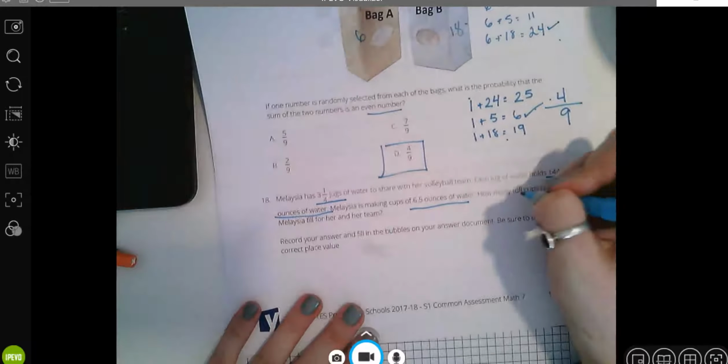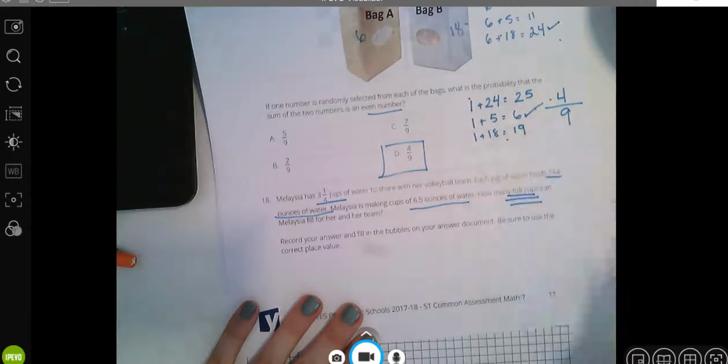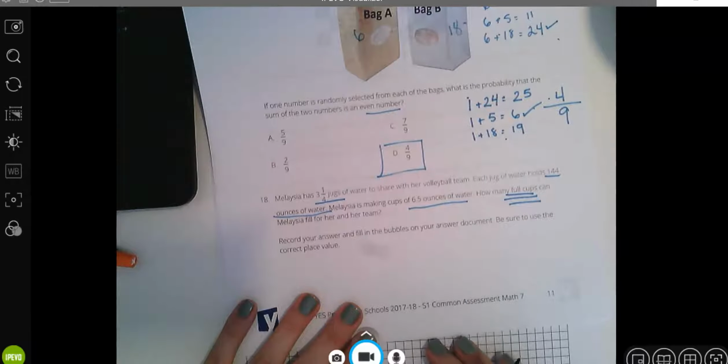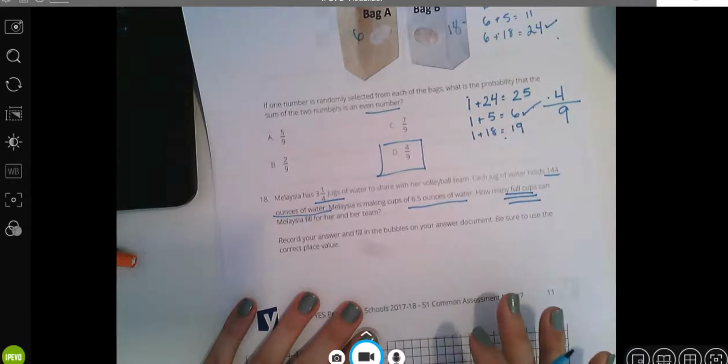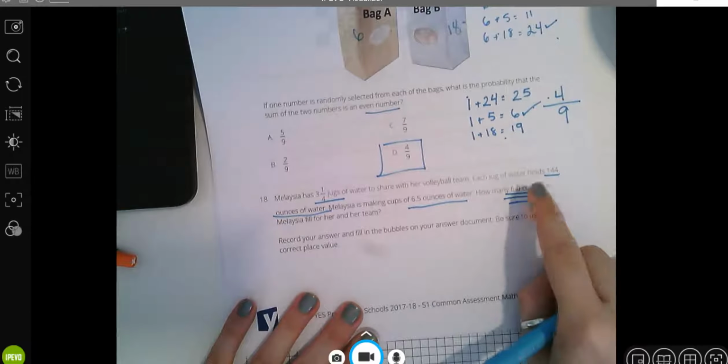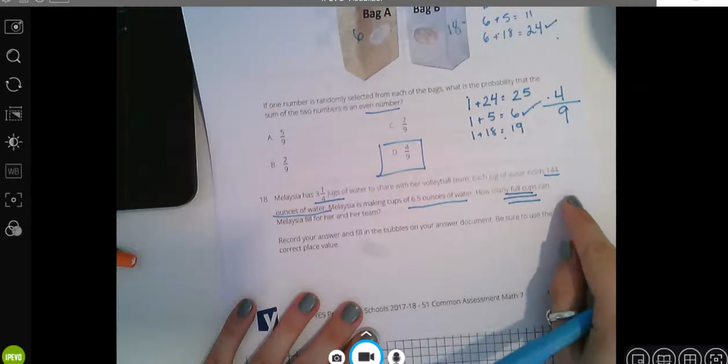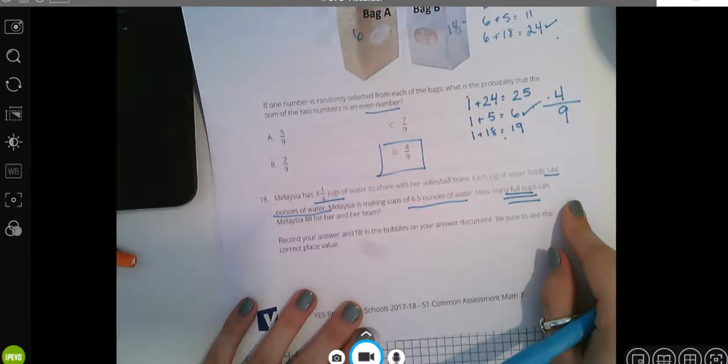Okay, this right here is a phrase that makes me stop and think. Full cups. So my guess is this is not going to be evenly divisible. We're going to have a remainder, but she's only asking about the full cup, not about the cup that has like a little bit in it. Okay, so what do I need to know?